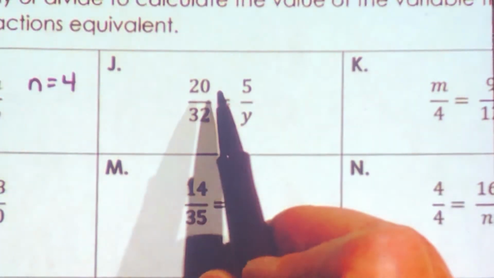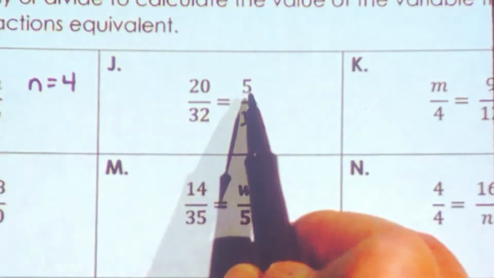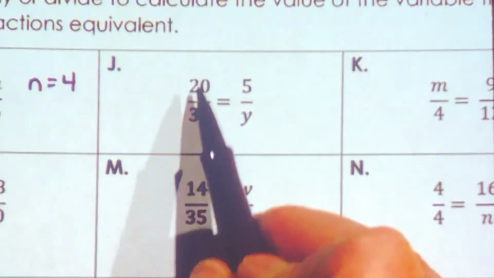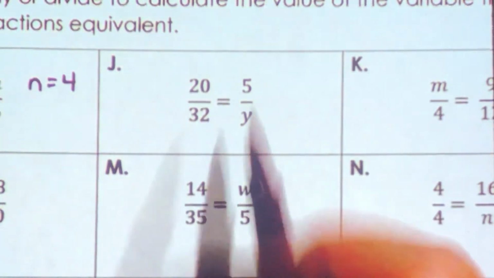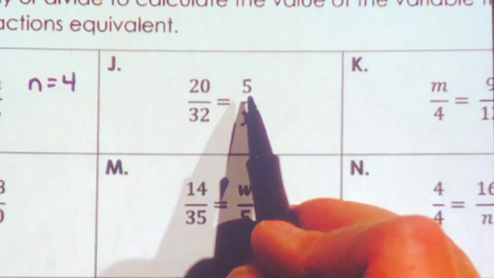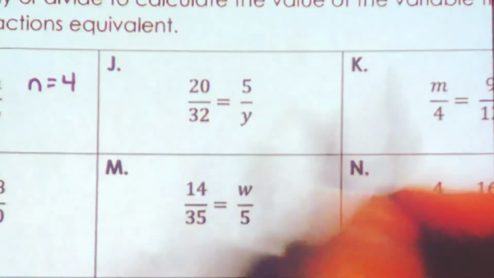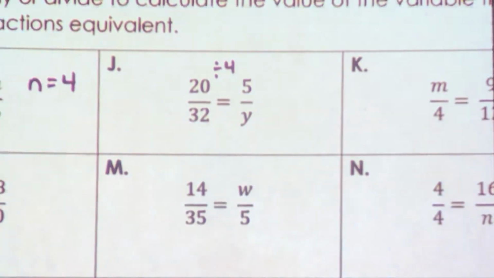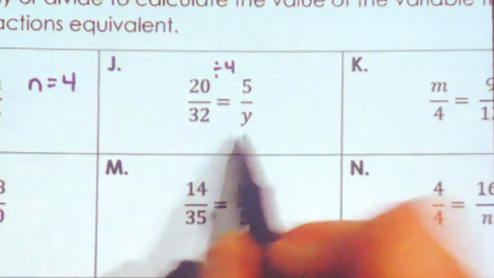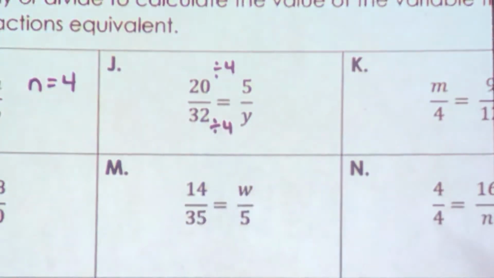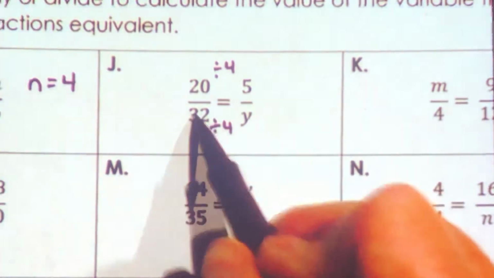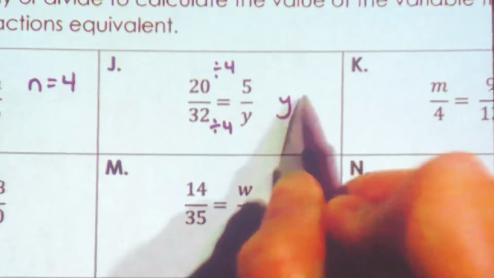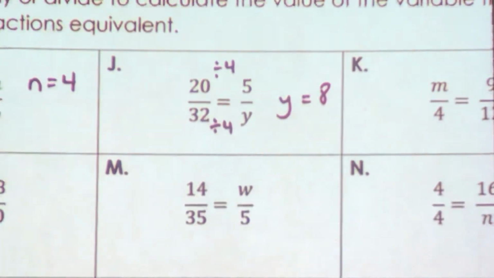So I can ask myself, 20 divided by what is 5? Or I could go backwards and ask myself, 5 times what is 20? Either way, I'm going to look at it and it's 4, right? So 20 divided by 4 is 5. That means in order to create an equivalent fraction, I need to divide the bottom by the same exact thing. And 32 divided by 4 is 8. That means that y is equal to 8.